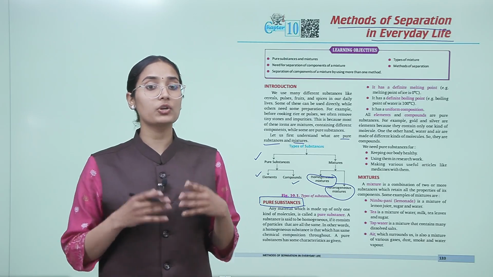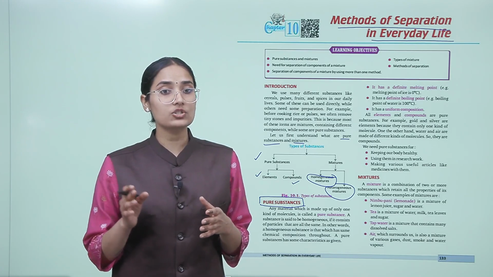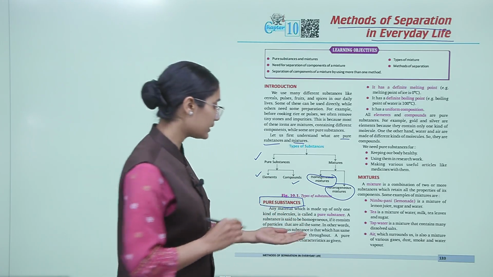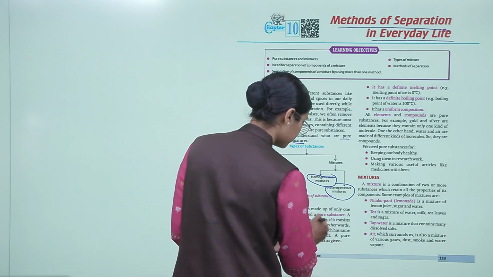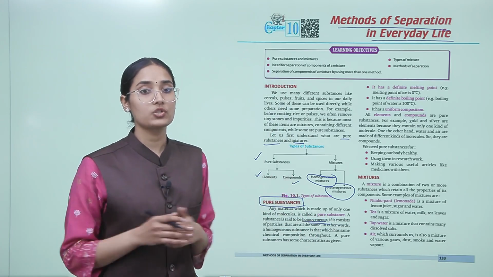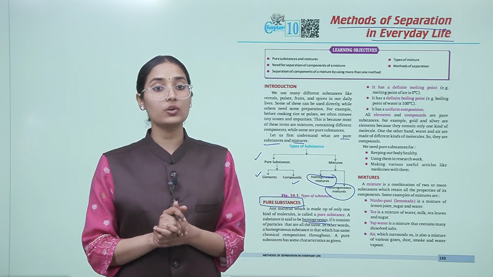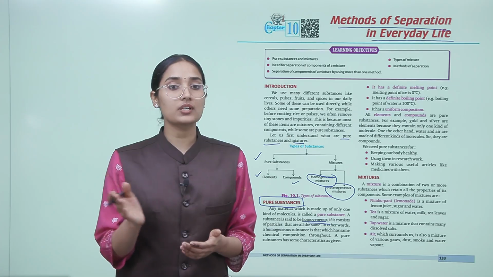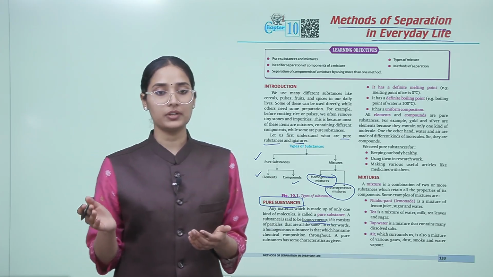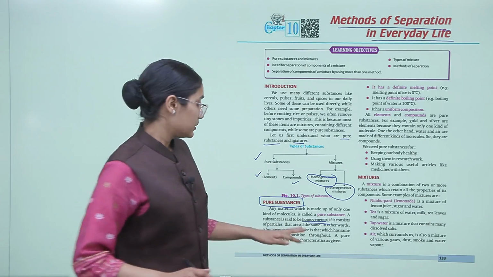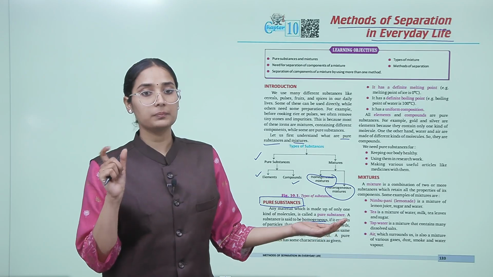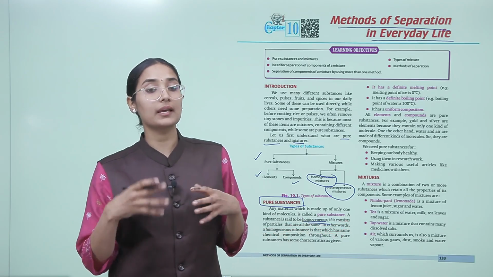A substance is said to be homogeneous if it consists of particles that are all the same. Homo means same, hetero means different. So when the particles are all the same, it is called homogeneous. In other words, a homogeneous substance is one that has the same chemical composition throughout.